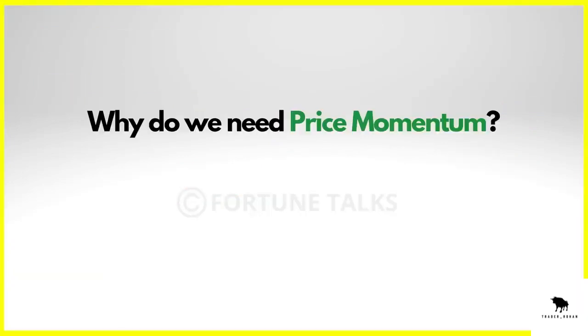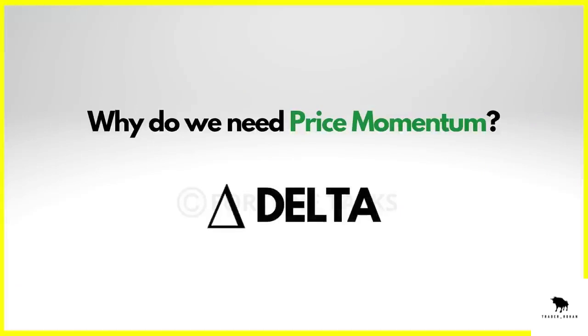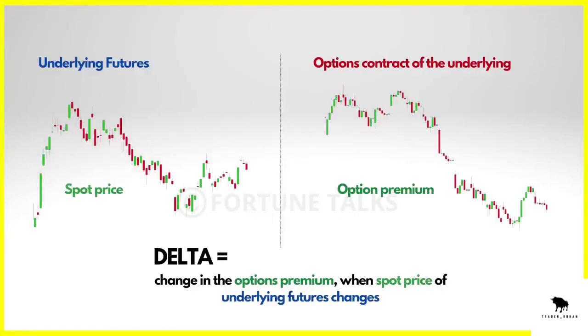Now you can ask me, why do you want prices to move with strong momentum? This is where we will look into the significance of delta, which is a very important option Greek for buyers. I will try to explain this concept as simply as I possibly can. Actually, delta is the change in the option's price or premium due to change in the underlying futures price or spot price. Delta is not an absolute measure, but instead it is a percentage measure.